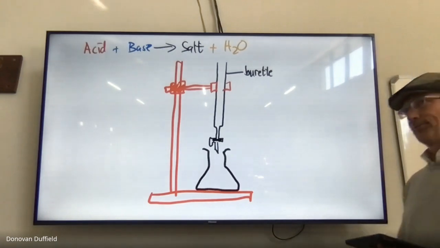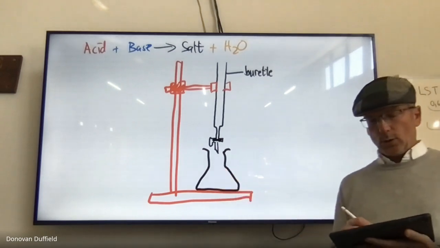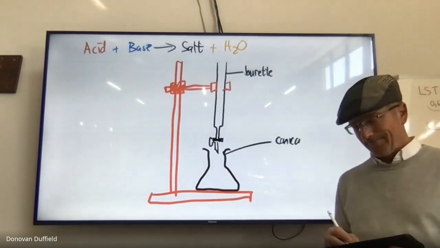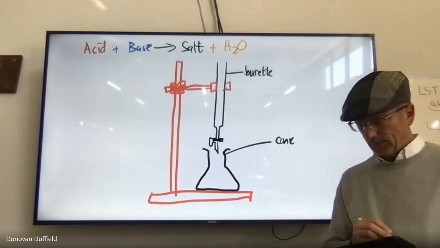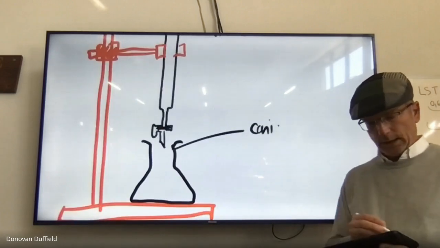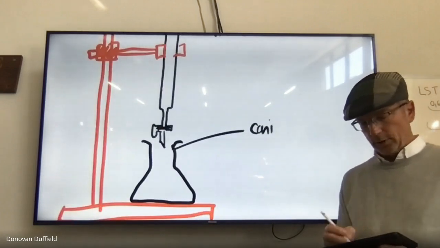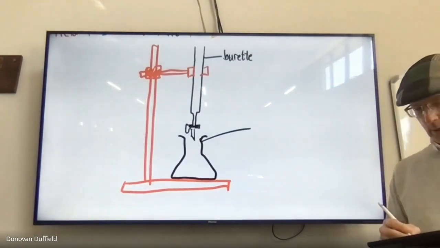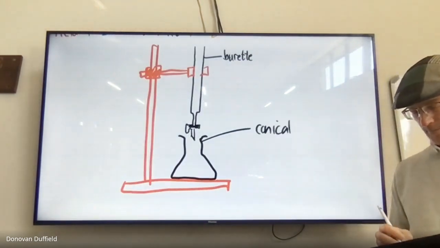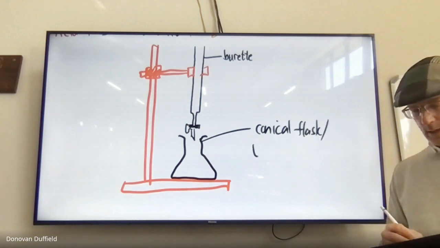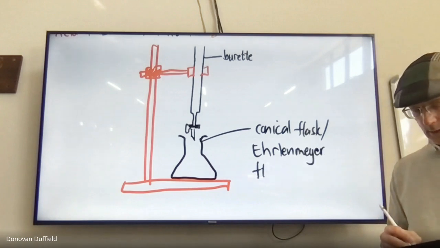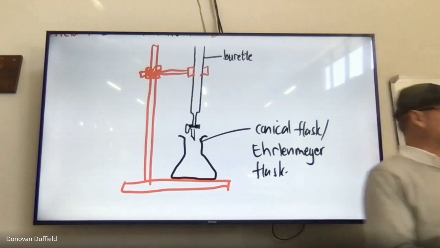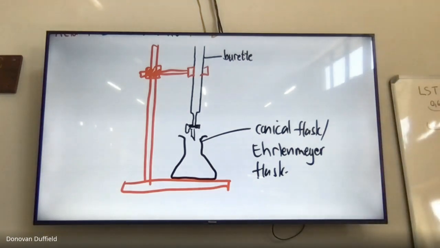All right. So here we have something called a conical flask. My handwriting is particularly poor, I do apologize. We have a conical flask, also known as an Erlenmeyer flask, and in my class, a coffee cup. I use an Erlenmeyer as my coffee cup. Okay, so here's an Erlenmeyer.